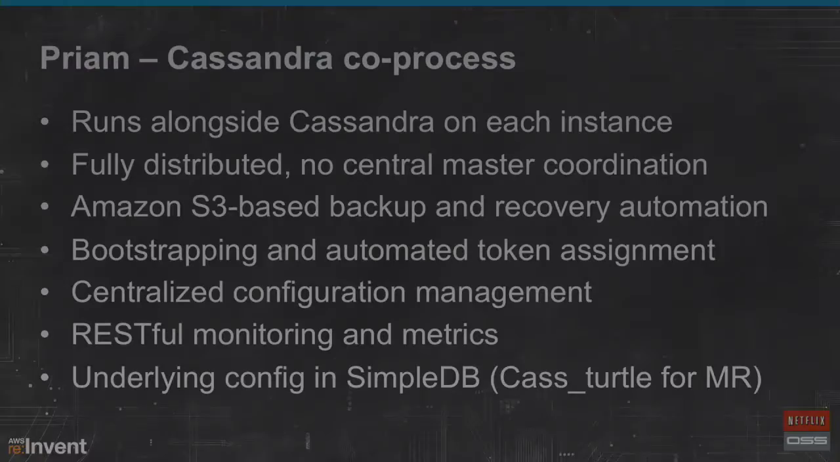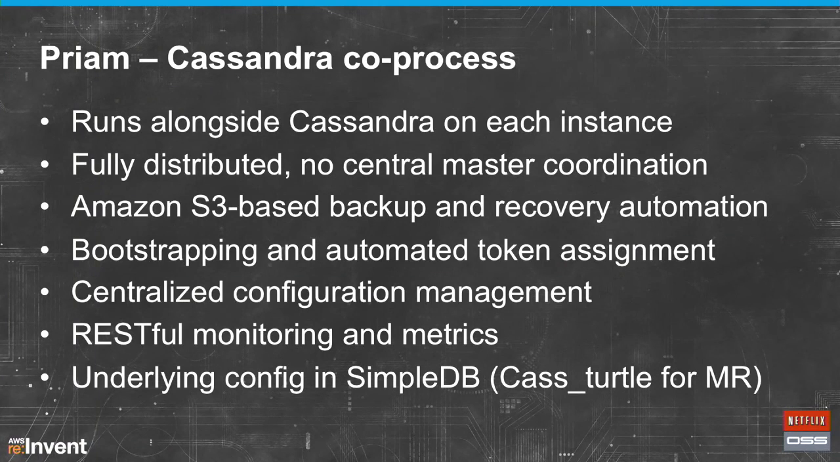So this is Priam. It's a Tomcat server that runs alongside Cassandra on every instance. It's fully distributed. There's no central master coordination. Every node figures it out for itself what to do. It's S3-based backup, bootstrapping, token assignments automated, centralized configuration management. It pulls out the Cassandra monitoring data and makes that available to you easily.